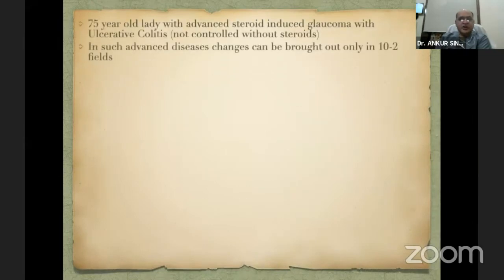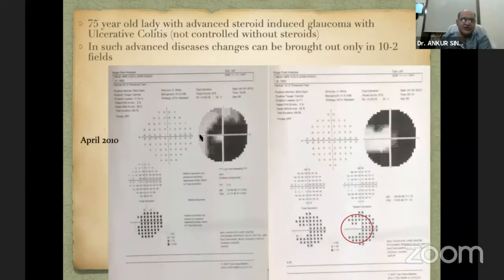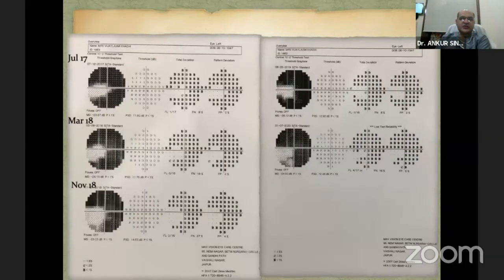A 75-year-old lady with steroid-induced glaucoma and having ulcerative colitis, which is not controlled without steroids. And these are visual fields on 30-2 and 10-2. Now, such advanced visual field defects can only be followed and visualized on the 10-2. Now, this patient is on regular follow-up since April 2010 with us. And we can see that she's maintaining almost similar visual fields from 2010 to 2020.